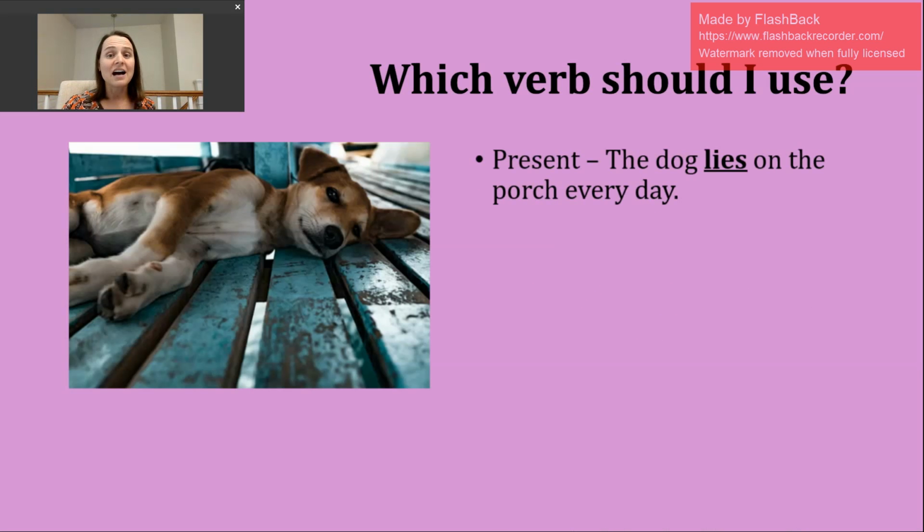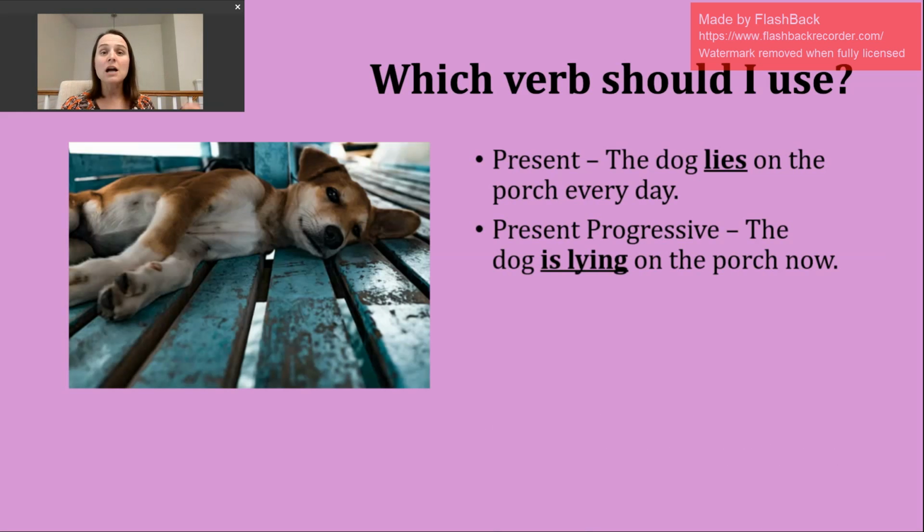So in maybe the simple present, maybe this is a habit or a routine, something this dog does every day, I might say the dog lies on the porch every day. So I'm using the verb lie, meaning to recline. So the dog we can see is horizontal. It's not standing up. It's lying down. Because the dog is one thing, I'm adding that S there to make the third person singular.